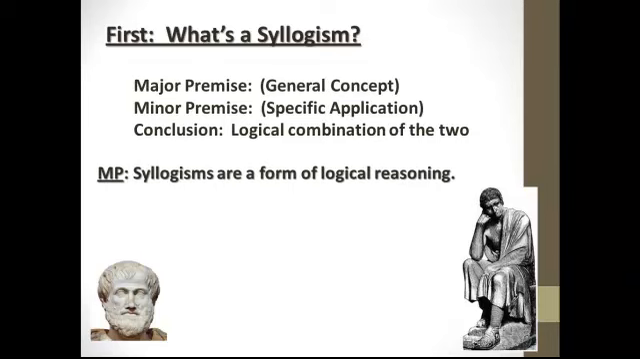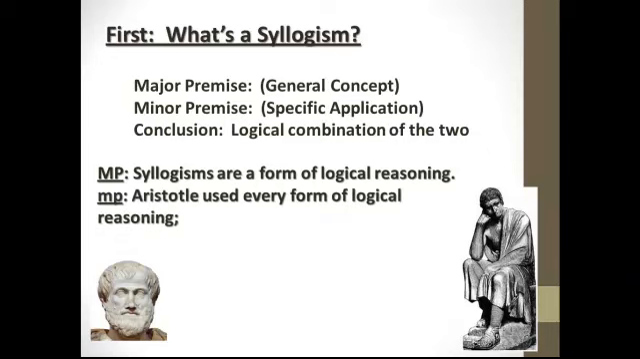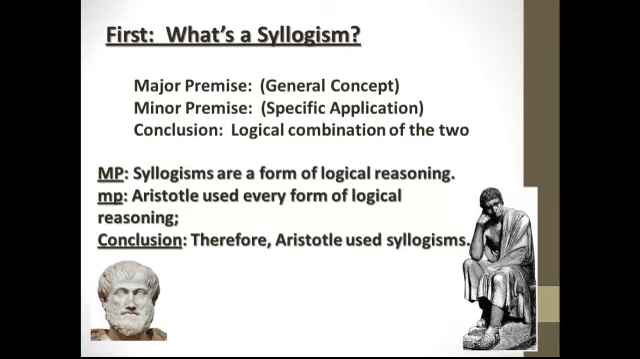All right, so here we go. A major premise: syllogisms are a form of logical reasoning. That's an overarching, big idea type of thought. The minor premise: Aristotle used every form of logical reasoning. Now it's gotten more specific to Aristotle. Hopefully you can see that we're now going from general to very specific. And then the conclusion: therefore, Aristotle used syllogisms.